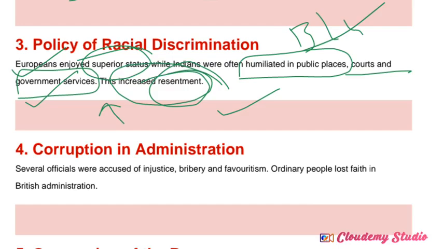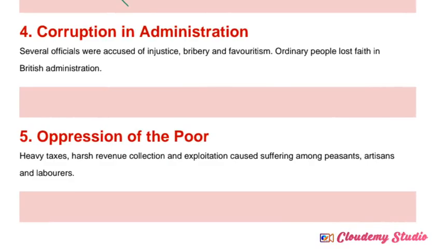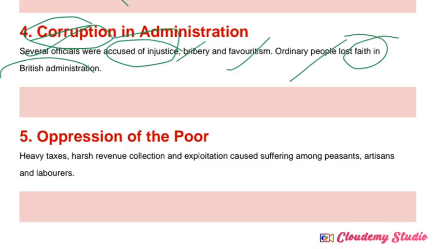Common and simple, the easiest topic. So next one, corruption in administration. The Britishers were totally dominating over Indians. They were not working in favor of the Indians, and the welfare of the Indians was completely neglected under the British administration. Commonly we can observe corruption in administration itself, correct? Several British officials were accused of injustice, bribery and favoritism. So ordinary people lost faith in the British administration.